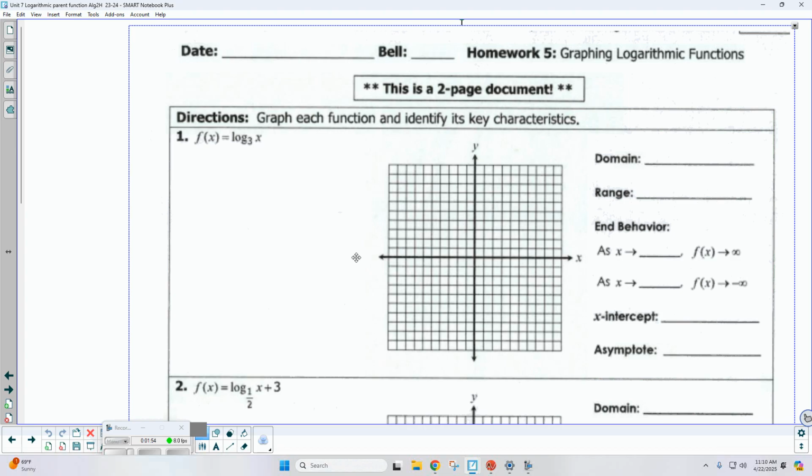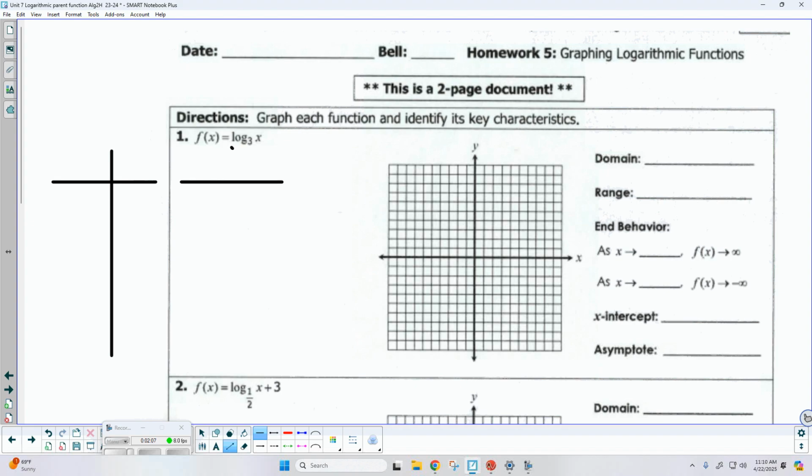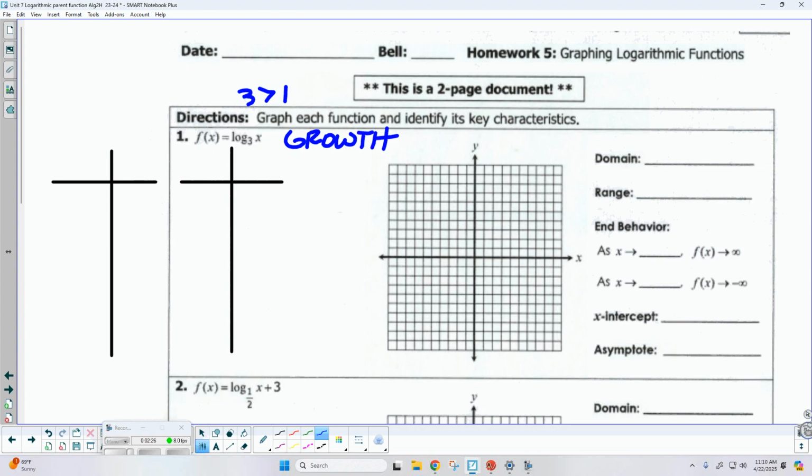So log base 3 of x. Now, the way we were doing this, I showed you another method late last week. I'm going to do the original method first, where we find a table of values using its inverse exponential. So let's see what we're going into right here. We got log base 3 of x. Okay. Is this a growth or a decay? This is a growth. My base 3 is greater than 1. Okay. So it's going to curve up to the right like this, however it's going to end up looking, wherever the asymptote's going to be.